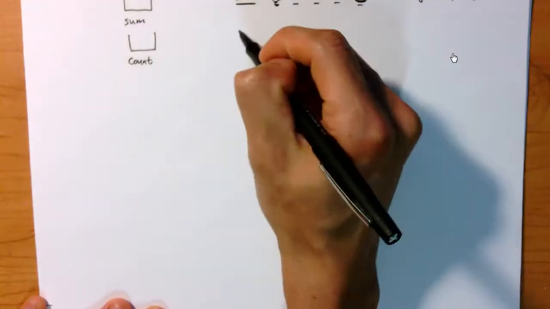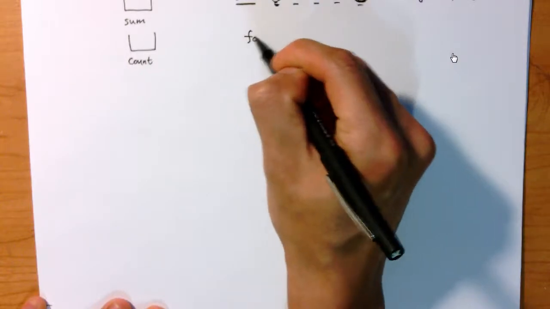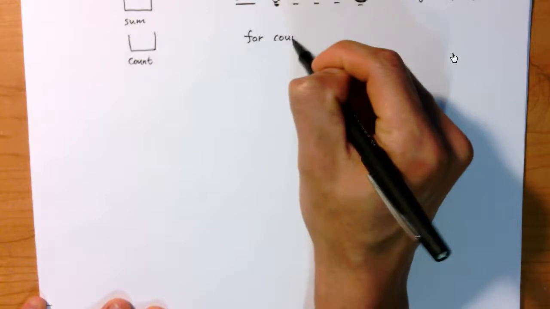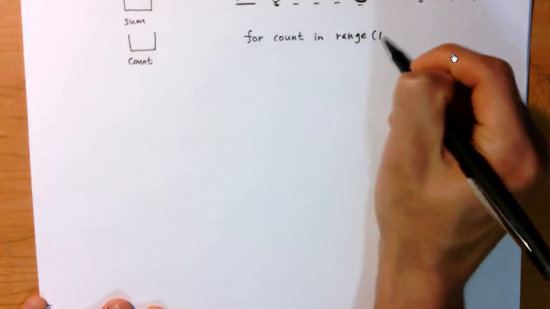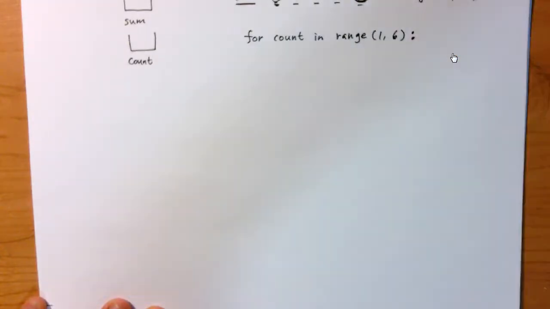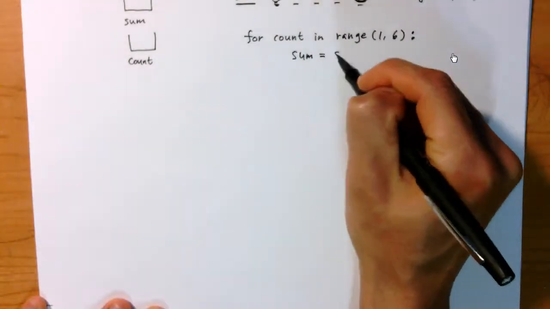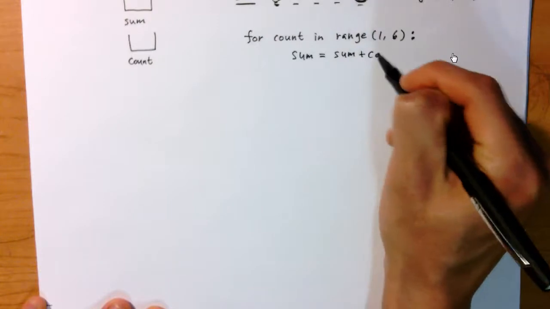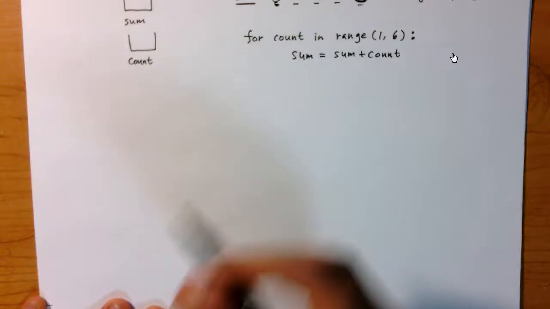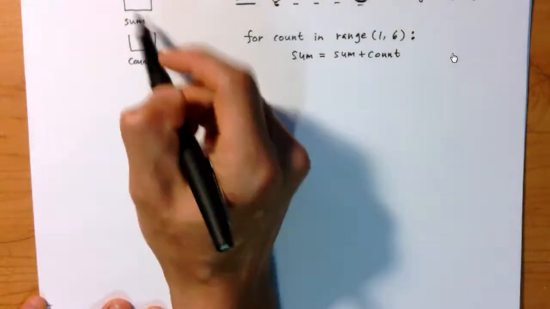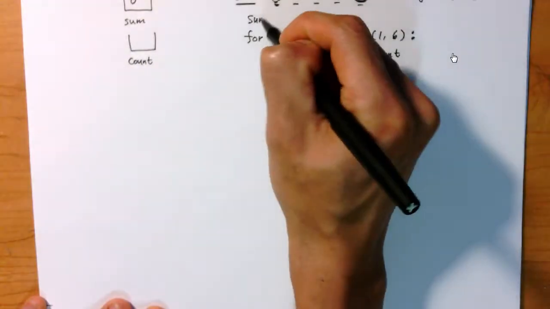So you can say for count in range 1 through 6, and then you have to put a colon, and then sum is equal to sum plus count. And then obviously initially your sum value is 0, so I'll say sum is equal to 0.